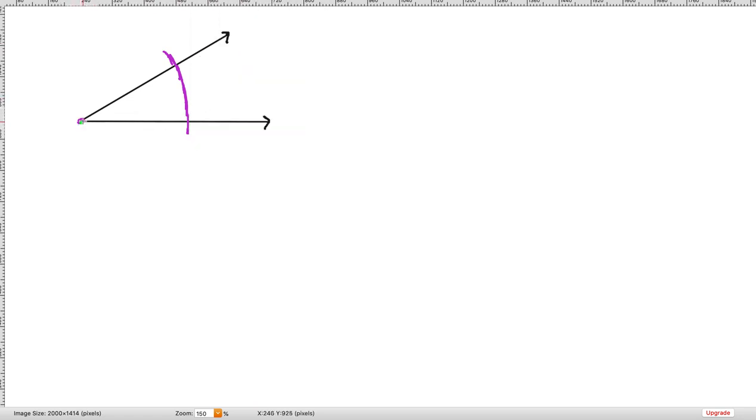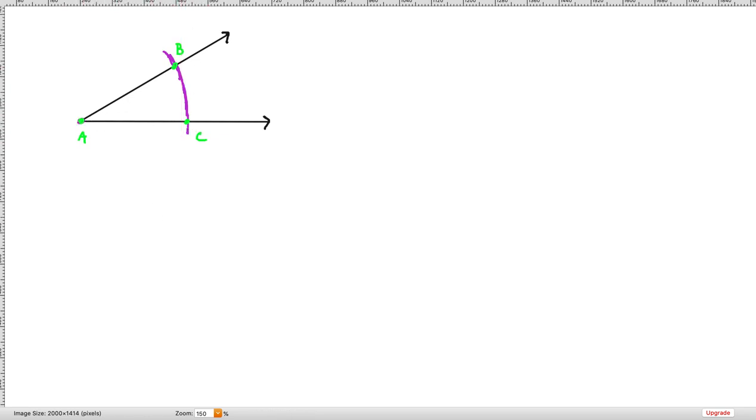label all these points. It doesn't matter what you label them. A, B, C, let's say. And with that same compass setting, so you open it up so it's the length from A to B, and it's the same length as from A to C.